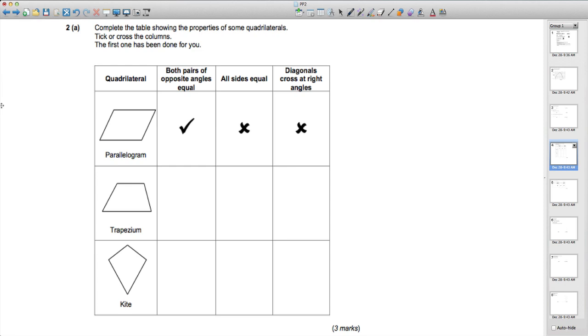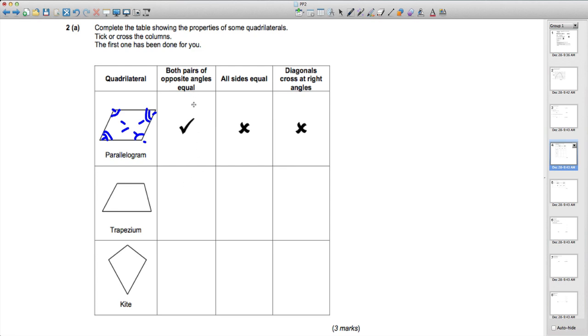Complete the table showing the properties of some quadrilaterals. Tick or cross the columns. The first one has been done for you. So we are given a parallelogram. Both pairs of opposite angles are equal. Okay, both pairs, so that angle and that angle and that angle and that angle are equal. That's true. All sides are equal. Well, in a parallelogram generally they're not. Diagonals cross at right angles. Well, here that doesn't look like the case, so then we crossed it.